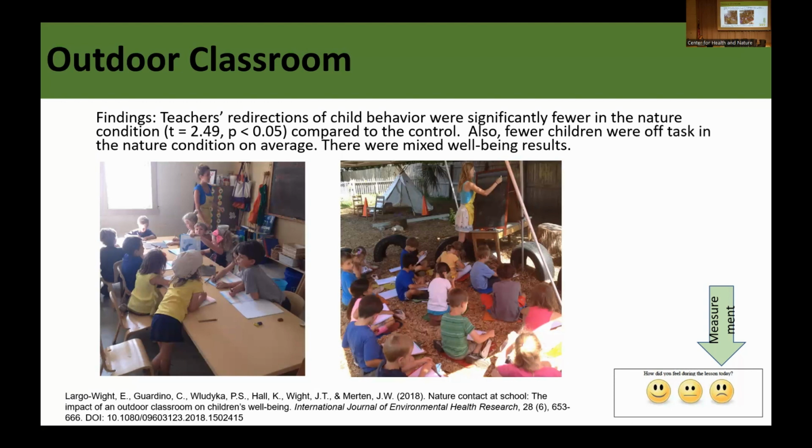And we found there was a trend towards more attention and focus in the outdoor classroom than the indoor classroom, but that was not statistically significant. And then the well-being was a hot mess. It was a disaster. So doing it again, I would change this up, but we used that tool at the bottom, that smiley face tool, and we gave it to the children every single day.